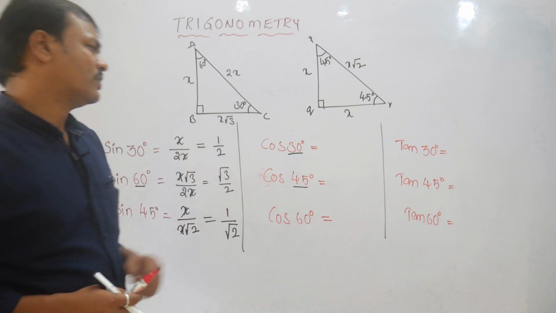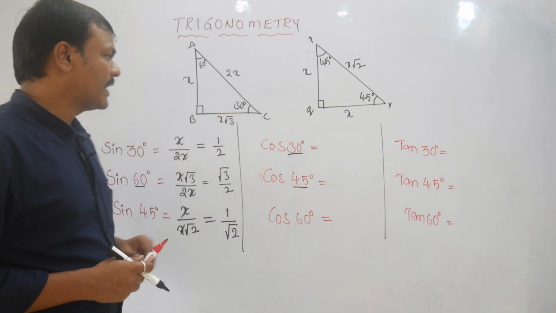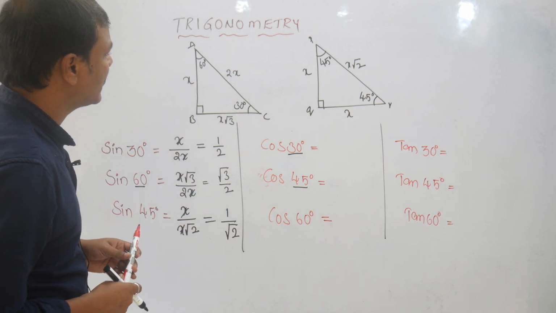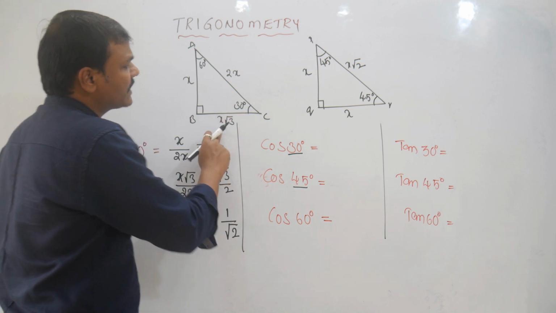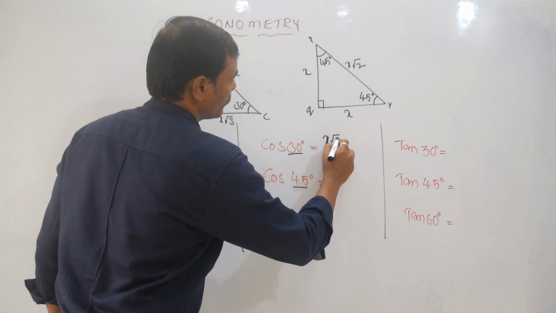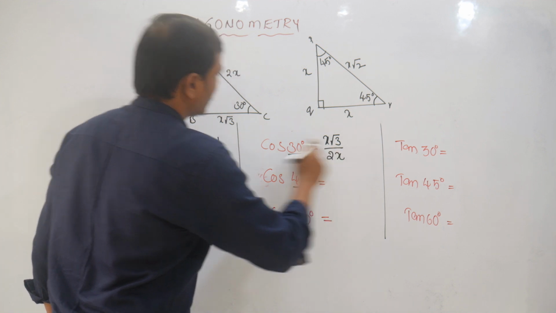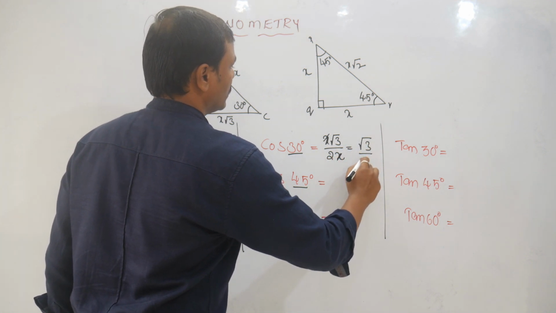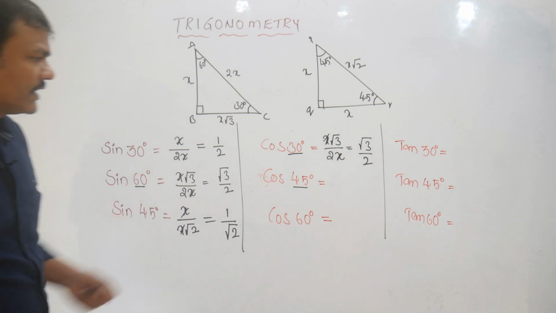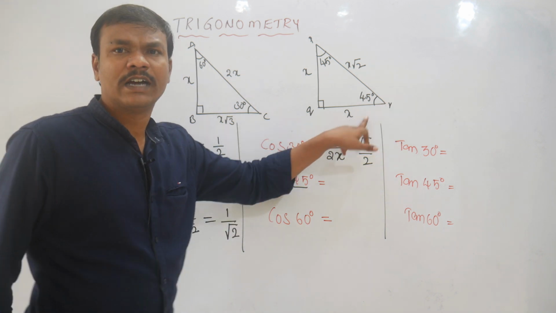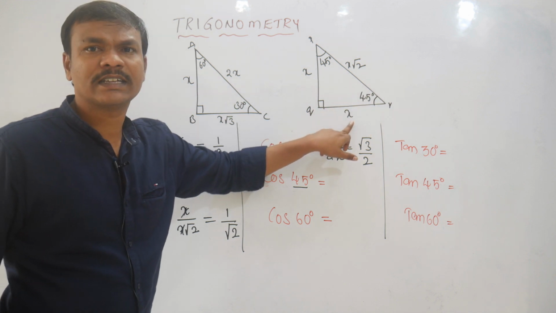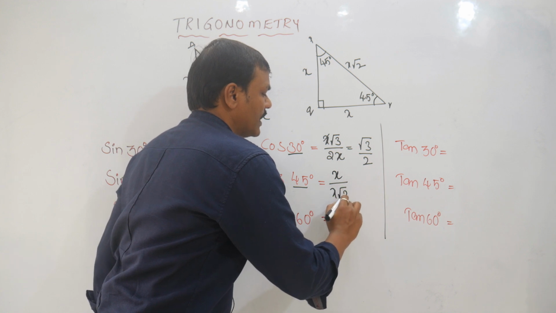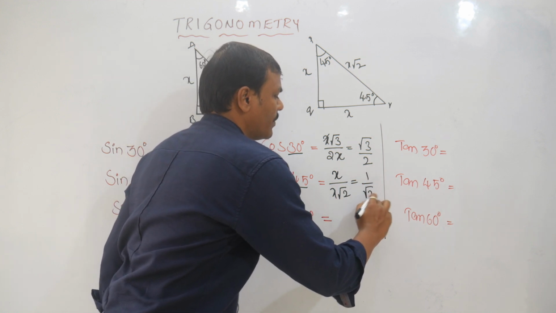Okay, right. Let's take cos values. Cos 30. 30 degrees of vertex. Cos is adjacent side by hypotenuse. What is the adjacent side? 30 degrees of adjacent is x root 3. Hypotenuse is 2x. X is cancelled. Root 3 by 2. Right? After that, cos 45. From the 45 degrees, adjacent side by hypotenuse, adjacent is x, hypotenuse is x root 2. So, x by x root 2, that is equal to 1 by root 2.